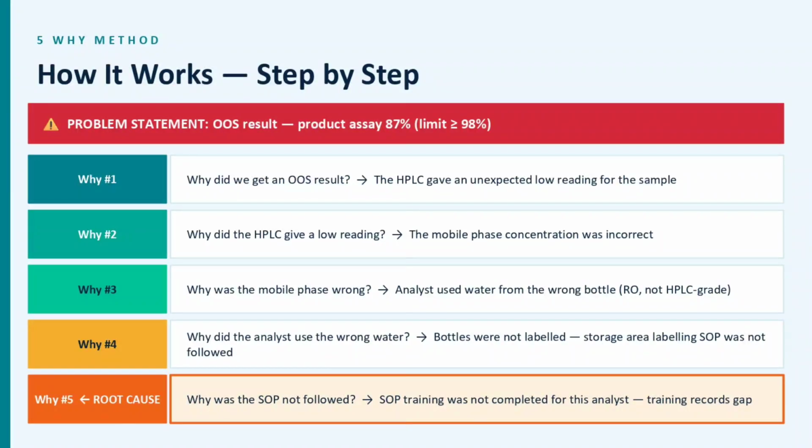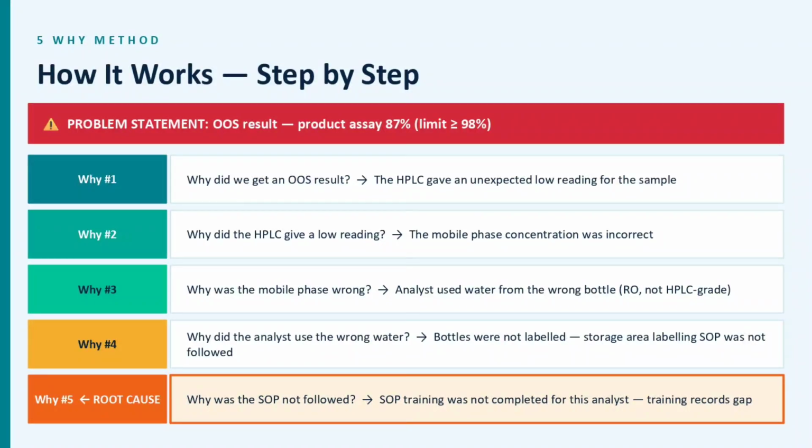Why number 1. Why did we get an OOS result? Because the HPLC gave an unexpectedly low reading for the sample. Okay. We go deeper. Why number 2. Why did the HPLC give a low reading? Because the mobile phase concentration was incorrect. Interesting. Keep going. Why number 3. Why was the mobile phase incorrect? Because the analyst used water from the wrong bottle. They used reverse osmosis water instead of HPLC grade water.